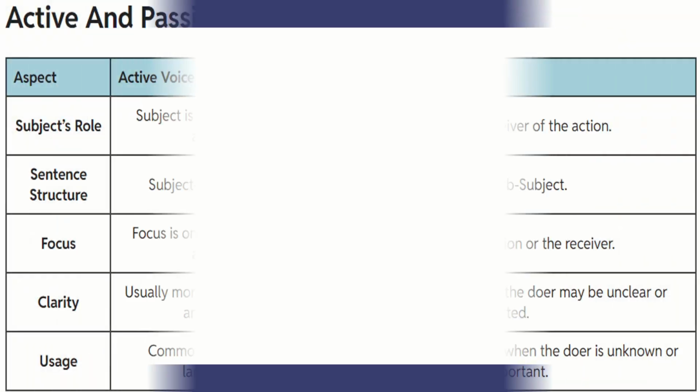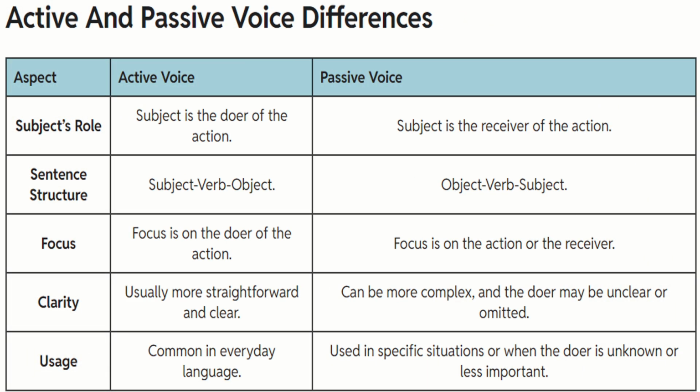So let's try to understand active and passive voice differences in terms of aspects. In terms of subject's role, in active voice, the subject is the doer of the action. In passive voice, the subject is the receiver of the action. In sentence structure, active goes subject followed by verb followed by object. In passive voice, it's object followed by verb followed by subject.